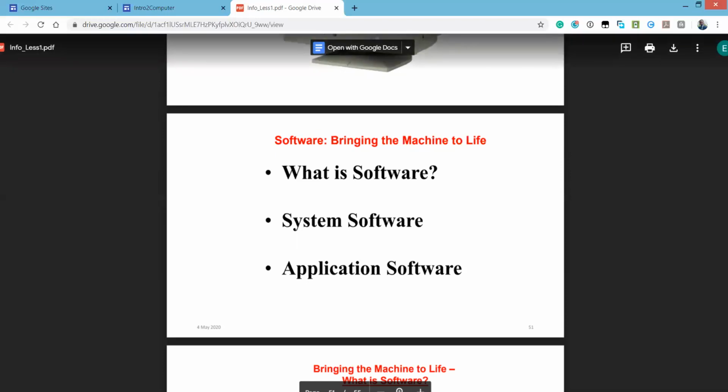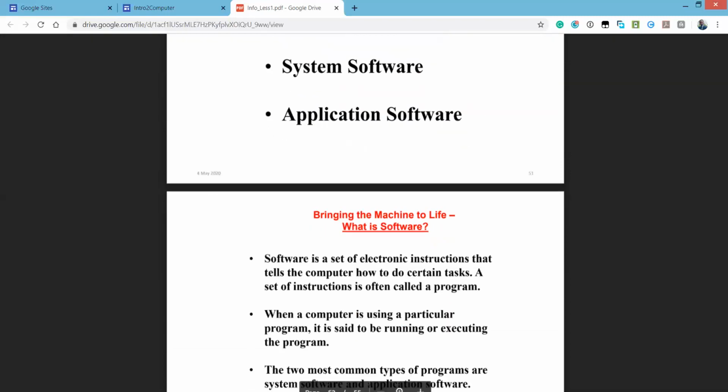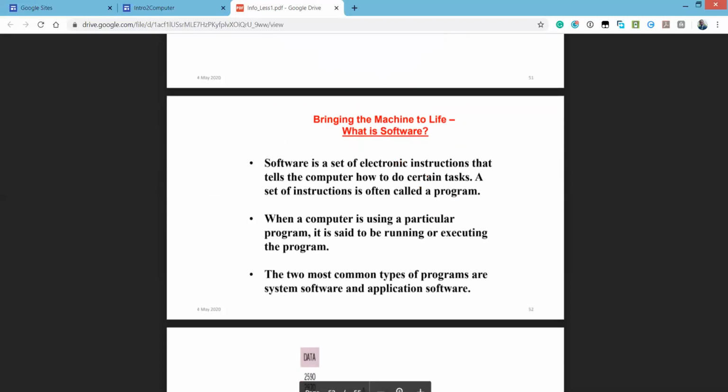And when we have applications, let's go on so you have a better understanding of it. So, bringing the machine to life. Let's see the definition here. But I still need a different definition from someone else. Software is a set of electronic instructions that tells the computer how to do certain tasks. A set of instructions is often called a program.